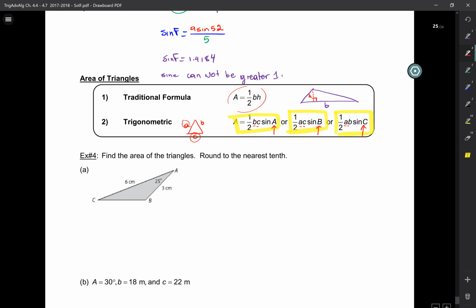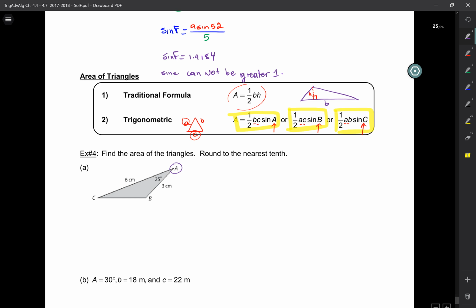Okay, so it's very much possible to figure out. All right. How do you know which one of the three you're going to use? Well, that all depends on what information you have at your fingertips. So let's take a look at example 4 here. It says to find the area of this triangle. Let's see what it is that we're given.